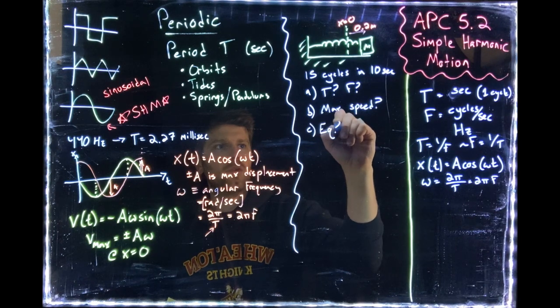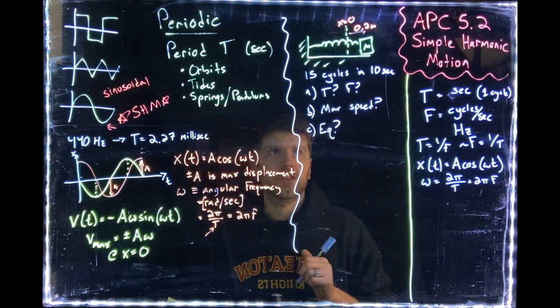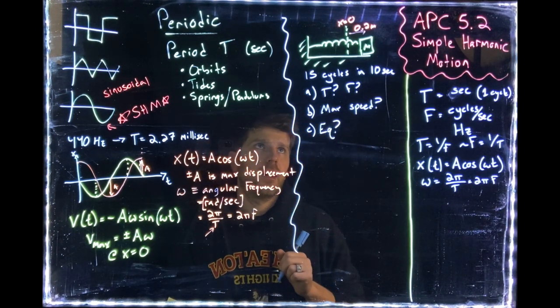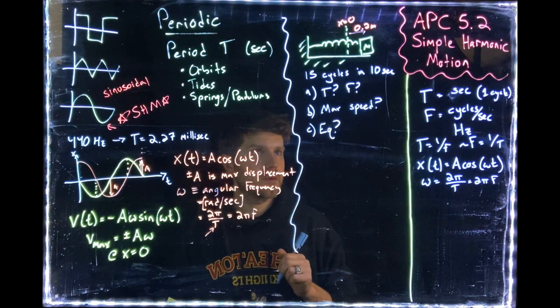So I'm going to actually give you a minute in PlayPosit to try these things. It does 15 cycles in 10 seconds. Can you figure out its time period, its maximum speed, and the equation of this?